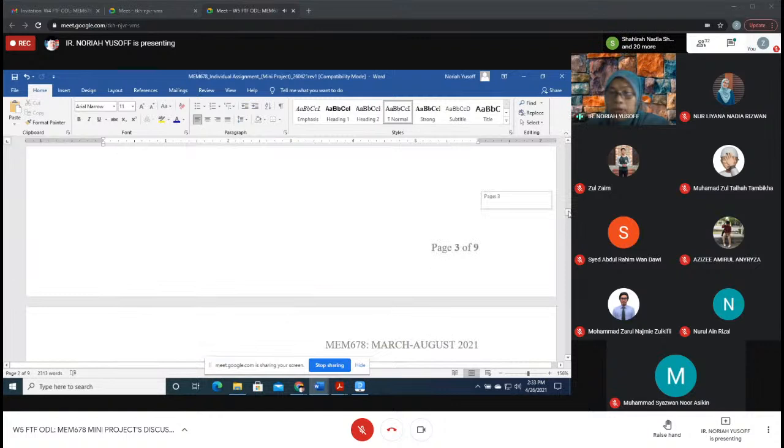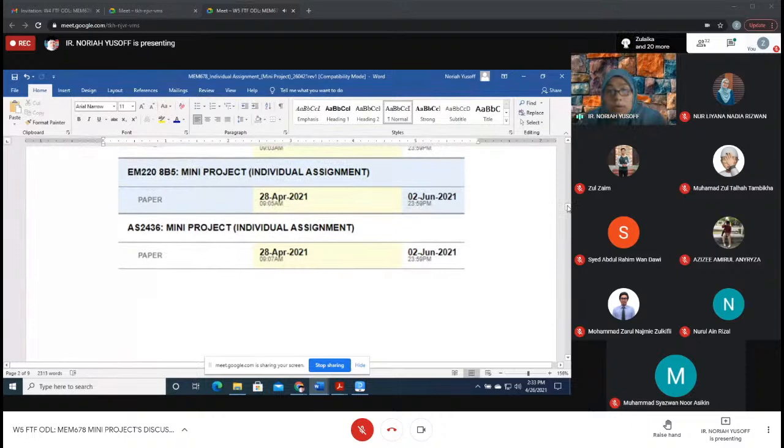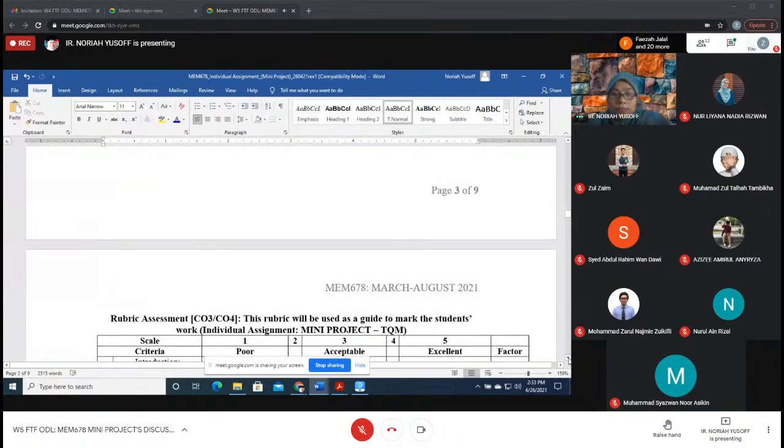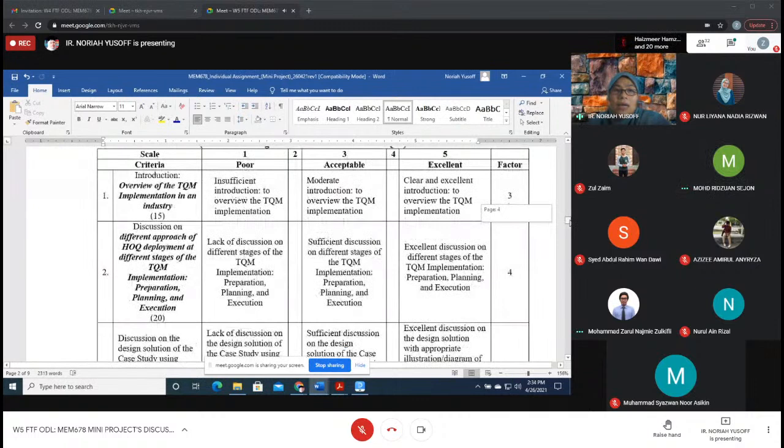Then you can upload your work in the U future. You can upload but without the originality report. If it is without the originality report, there will be a penalty. Okay, so far so good, clear? Alhamdulillah, clear. Everything is good.